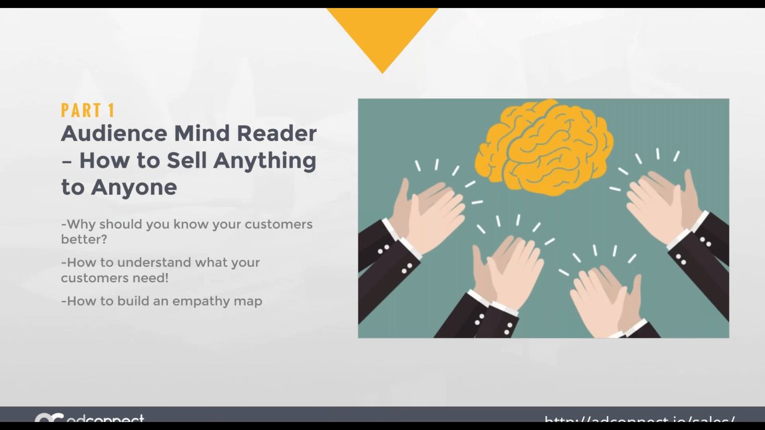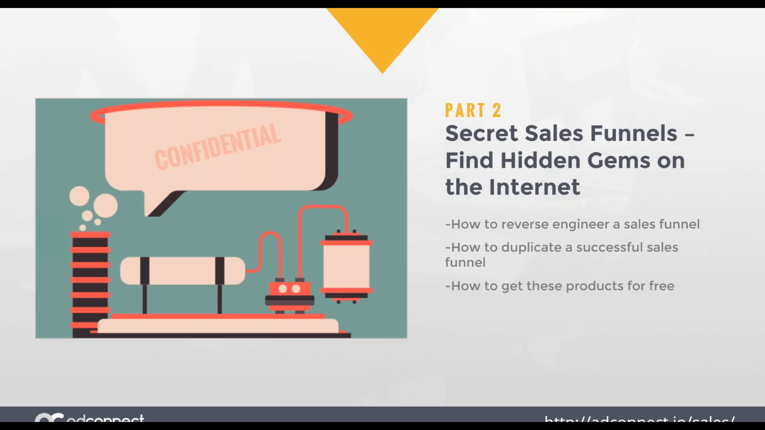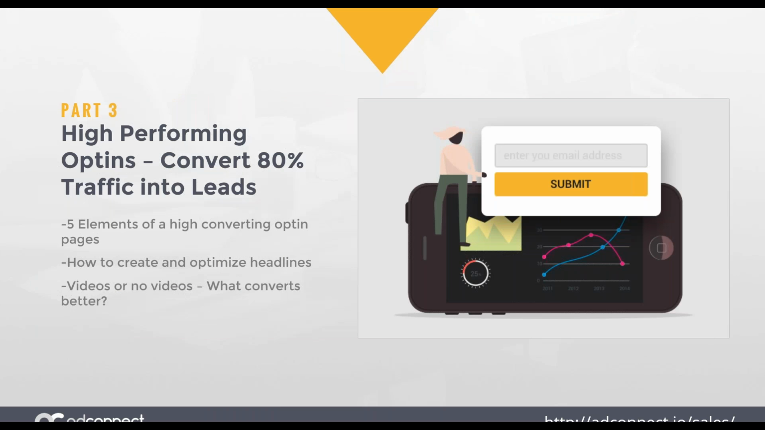Part 1 is all about audience mind reading: how to sell anything to anyone, and how to create a need rather than just selling every single thing you can think of, so that your customers will want the product you're selling. Part 2 is the secret sales funnel, finding the hidden gems: how to reverse engineer sales funnels, how to duplicate successful sales strategies, and how to get these products for free. You're going to learn all those strategies.